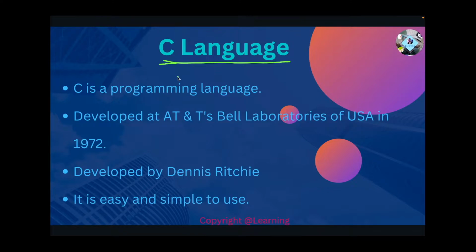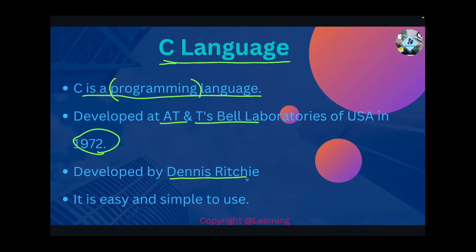Let's learn about the C programming or C language. So what is C language? C is a programming language. We use this language to write some programs. It was developed at AT&T Bell Laboratory of USA in 1972. So this is a very old language, right? And it was developed by the famous Dennis Ritchie, and it is easy and simple to use. This language is very easy and it is simple to use.